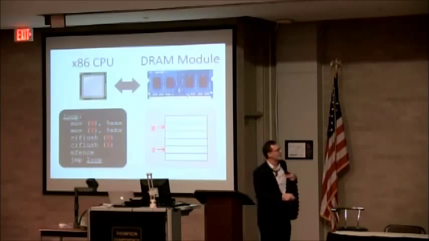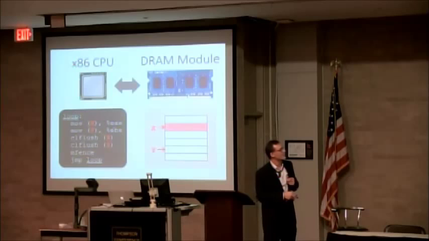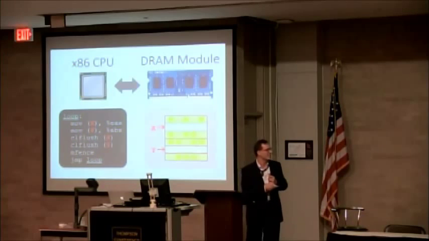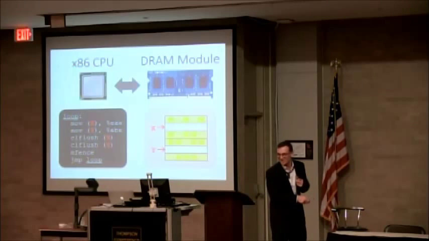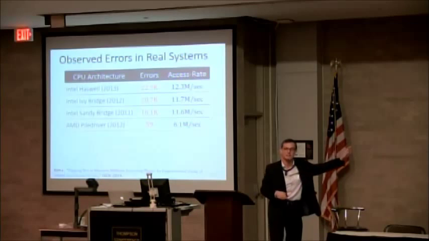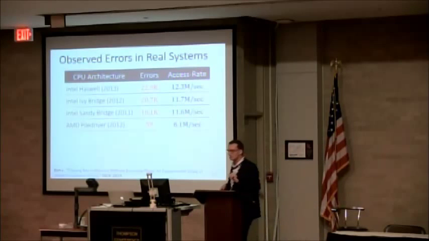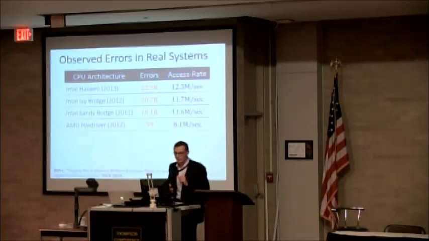Basically, if you write a program like this, it exercises these 2 rows repeatedly over and over. I guess my computer cannot exercise as fast as I can. But as a result, you can get errors in the neighboring rows. And these are actually real CPUs, and these are some example numbers. You can perhaps demonstrate these errors on your own by downloading the program.